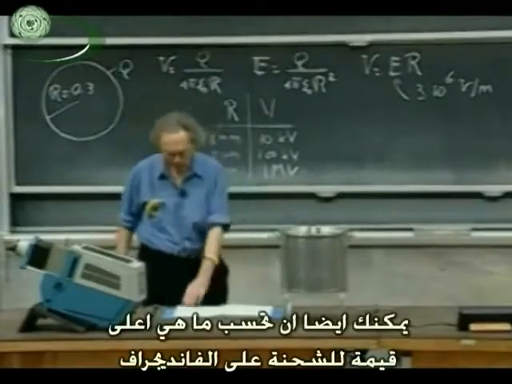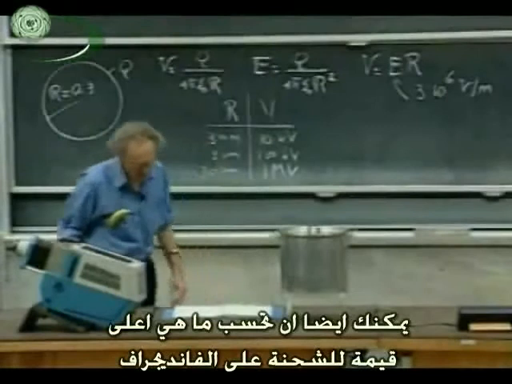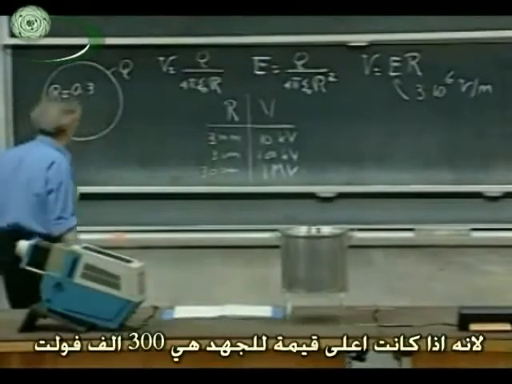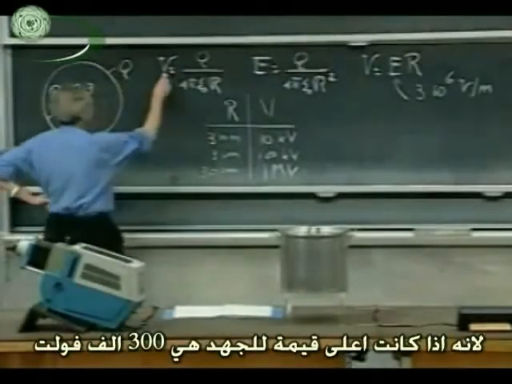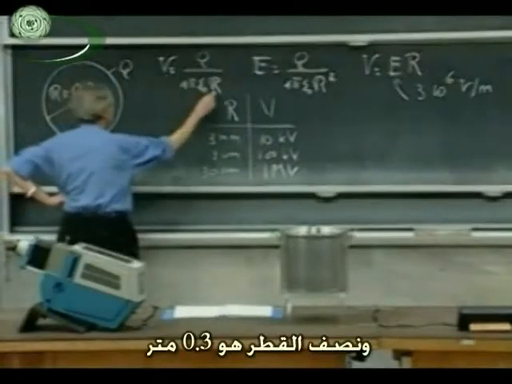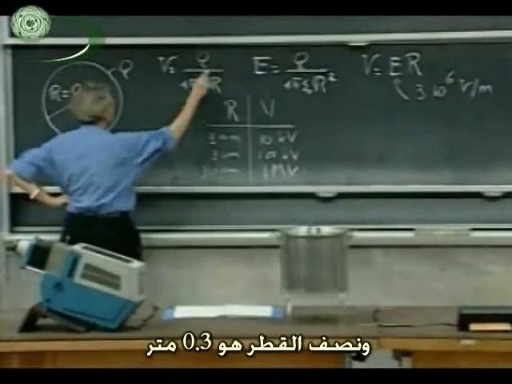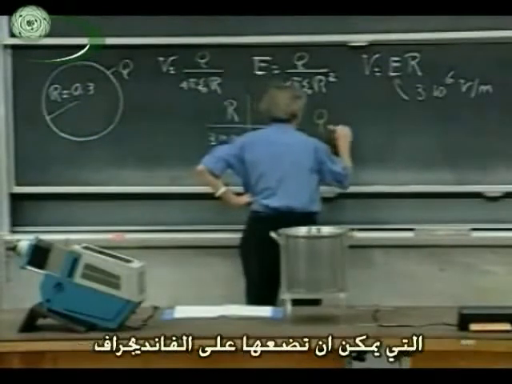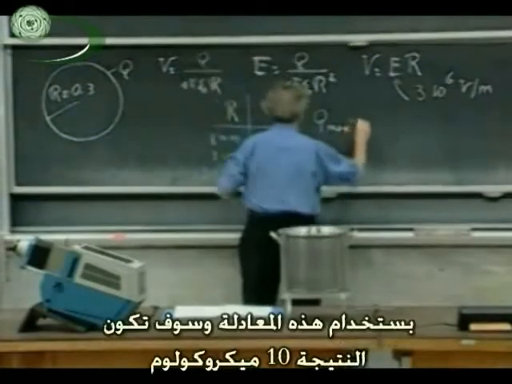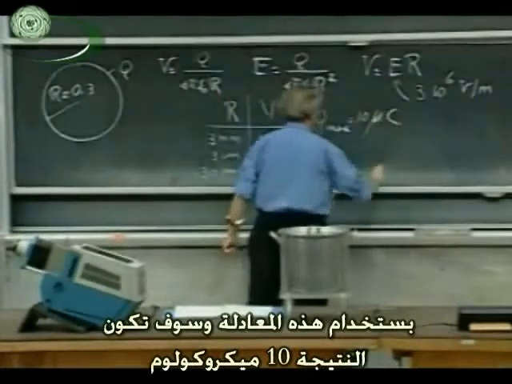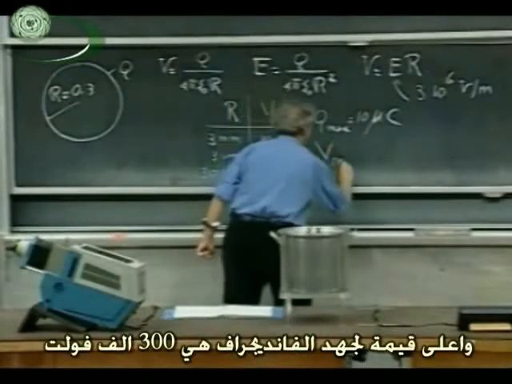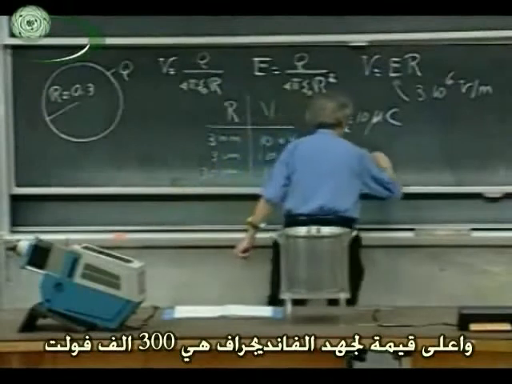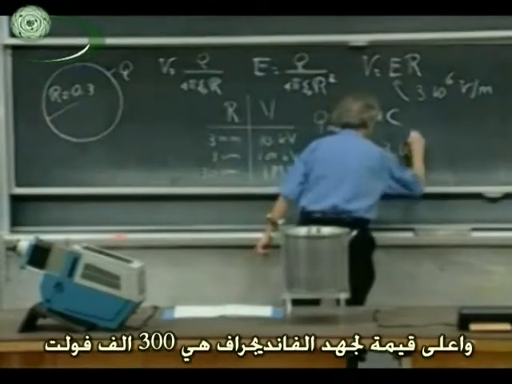You can now also calculate what the maximum charge is on the Van de Graaff, because if the maximum potential is 300,000 volts, you know the radius is 0.3 meters, so you can calculate now what the maximum charge is that you can put on the Van de Graaff. Using that equation will give you 10 microcoulomb. And so the maximum potential for our Van de Graaff is of the order of 300,000 volts.